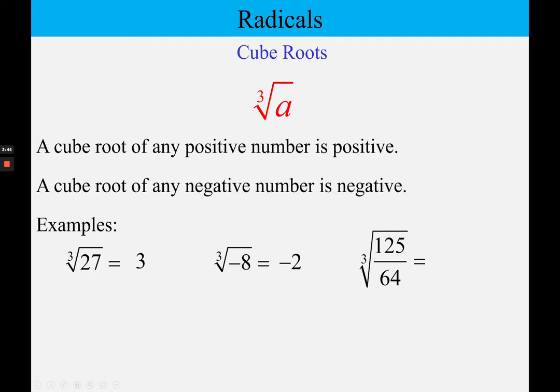If you have a fraction form, cube root of 125 is 5, 64 is 4, so 5 over 4. Power over root, cube root is opposite of cube. That's the other way to look at it. Or power over root, 3 over 3 is 1, so x. 12 over 3 is 4, so you have x to the power of 4.